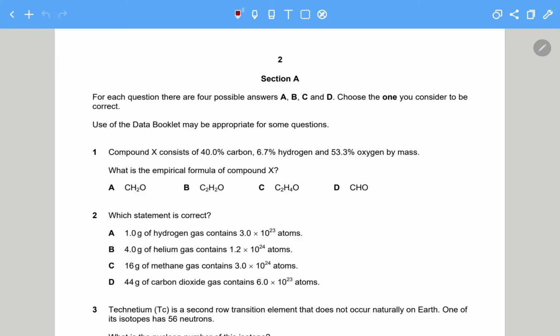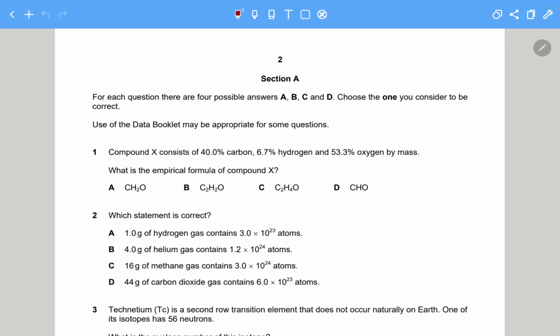Compound X consists of 40% carbon, 6.7% hydrogen, 53.3% oxygen by mass. What is the empirical formula of compound X? Right. So before we delve into calculating the empirical formula, always make sure that you sum up the percentages and make sure that they add up to 100, because if they don't, that means they've left out some element which they want you to figure out.